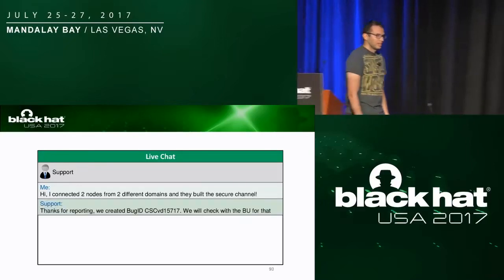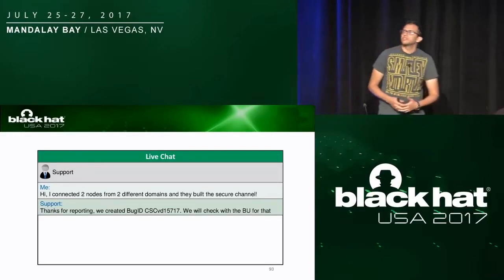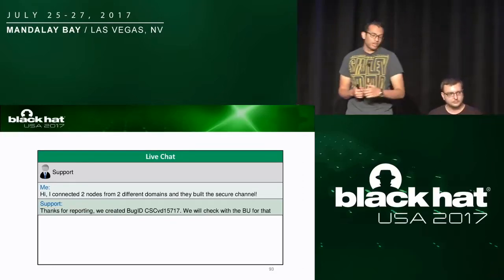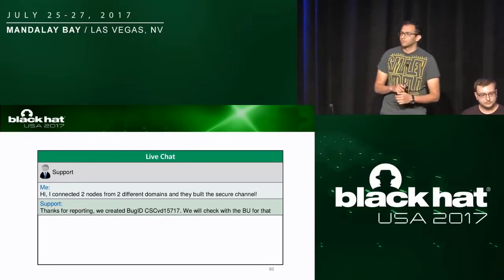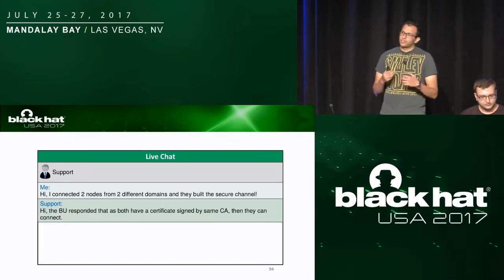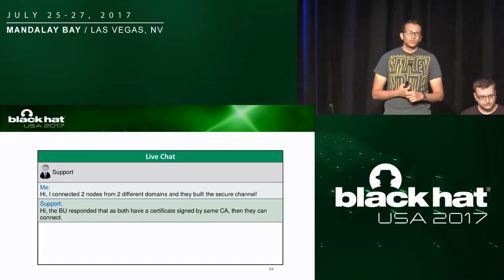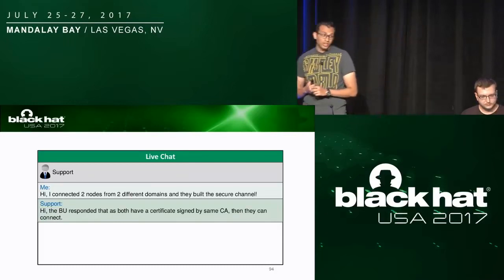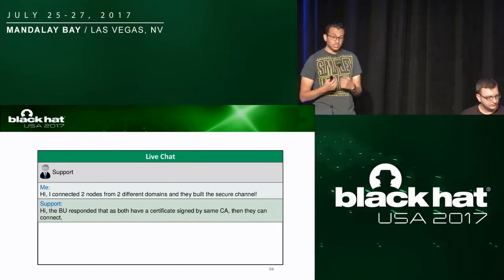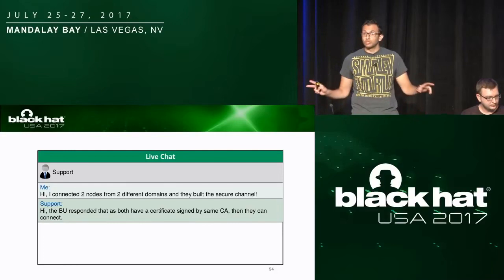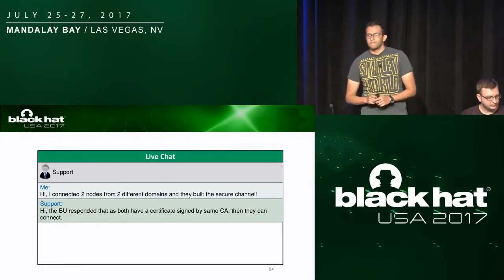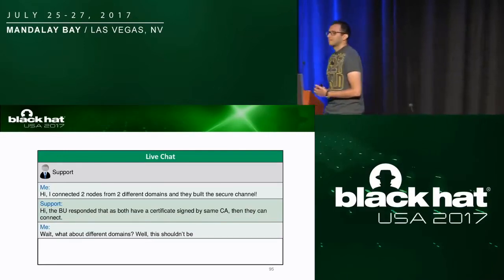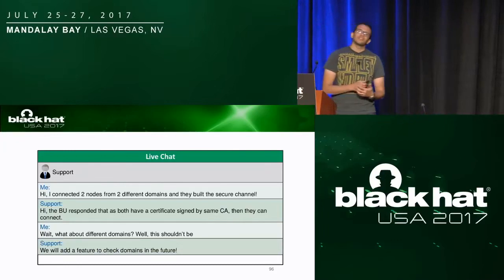How can that be? Honestly, from Cisco's perspective, they were quite fast with some of the vulnerabilities that we have reported to them. They really provided very good support. They checked with the business unit, and although it's not in the documentation, Cisco decided to change a bit of the documentation and said, well, if they have a certificate signed by the same certificate authority, although we are from two different domains, we will build the secure channel. But come on, this is against what you have written in the documentation. This shouldn't be. And Cisco's simple answer was, okay, we will add this feature in the future.